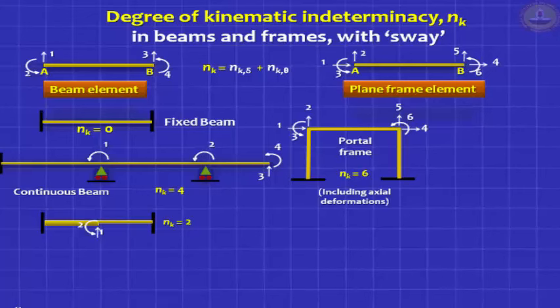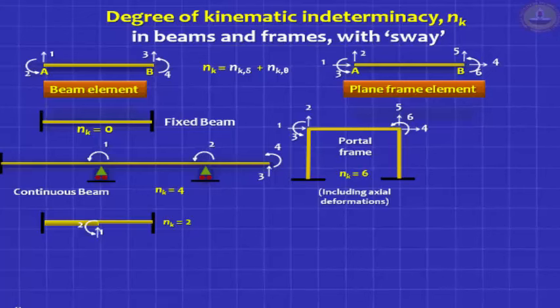NK is 6 right now. You have 4 translations and 2 rotations. If we now make an assumption that all the axial members are actually rigid, they don't change in length, how much will be NK? Okay. Well, we'll find out how to do this.